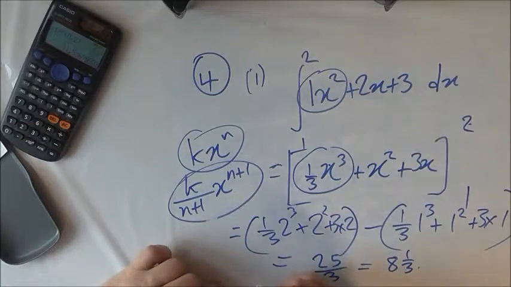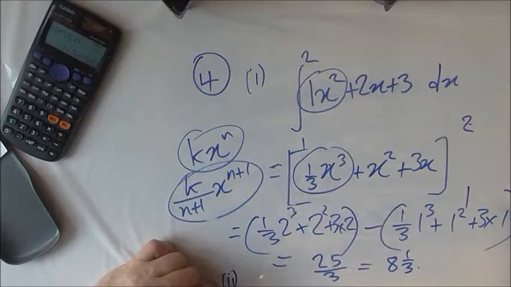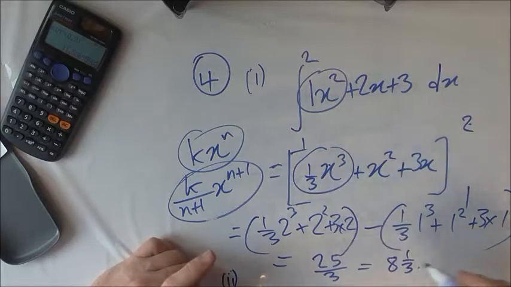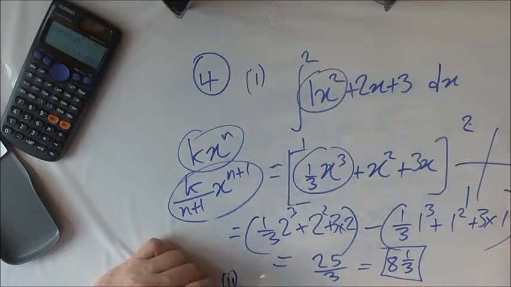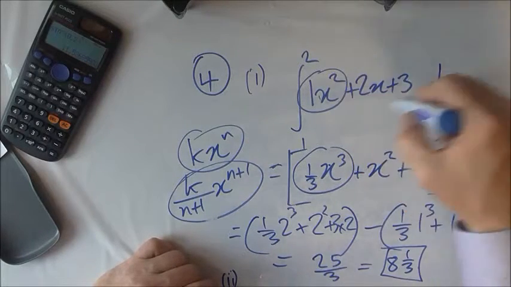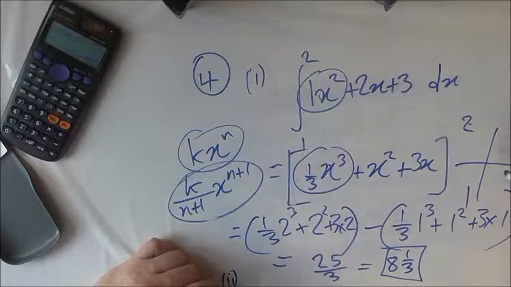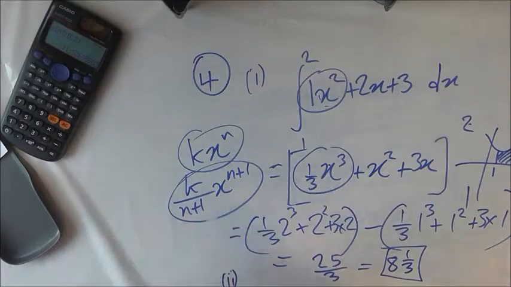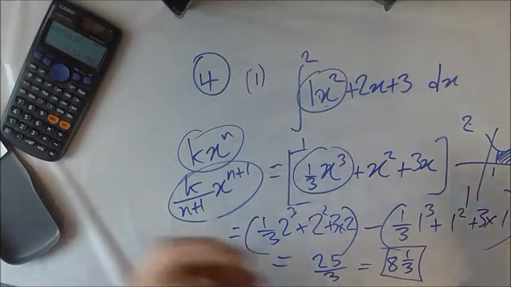Now, Roman numeral part 2 asks me to interpret that geometrically. In other words, what's that got to do with the number plane? Well, that is the area underneath the graph of that between, so that's like a bucket, and what I've just worked out is the area under that graph between 1 and 3. So 8 1/3 looks like it's in the ballpark for just how big that area would be. So that's question number 4.